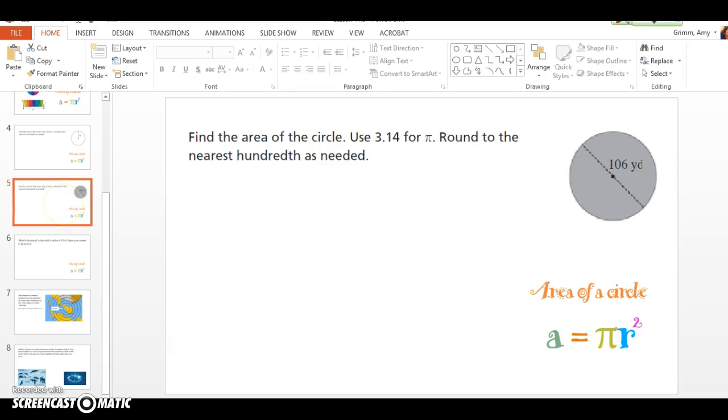All right, next one. Find the area of a circle, use 3.14 for pi. This one wants us to round to the nearest hundredth, again, as needed. So everyone's going to start with your formula. So A equals pi r squared. And then I'm going to fill in everything I know. Do I know what A is? Nope, that's what I'm trying to find. So I'm going to leave the A alone. I have equals. Do I know what to put in for pi? Yep, because it told me. Do I know what to put in for r?